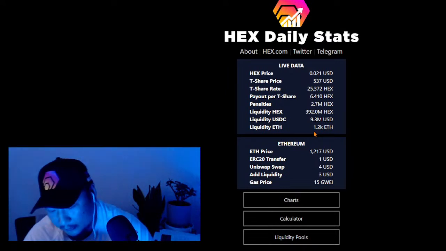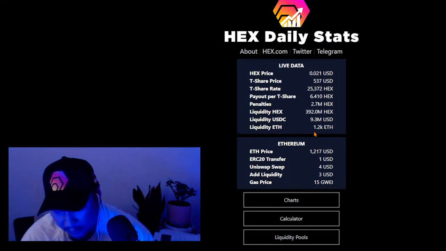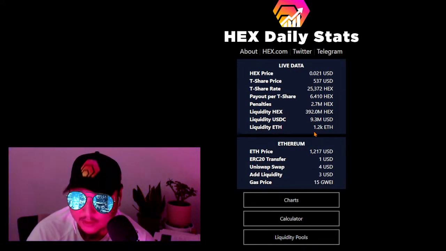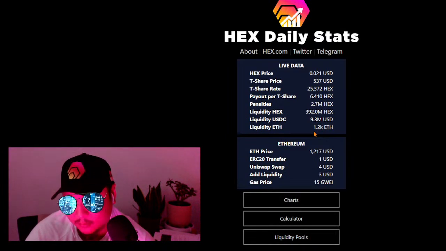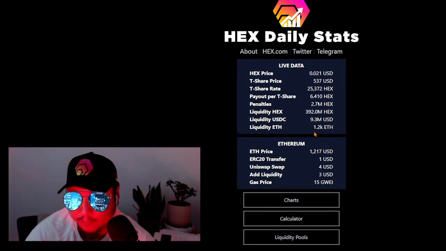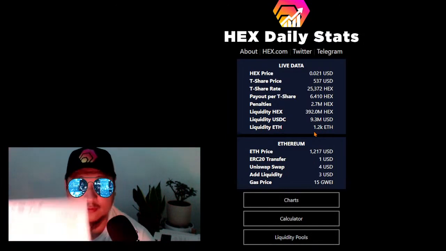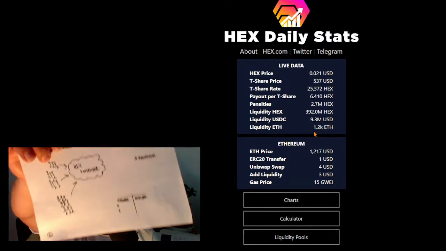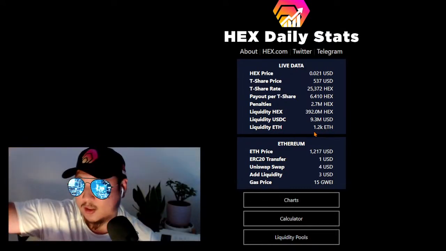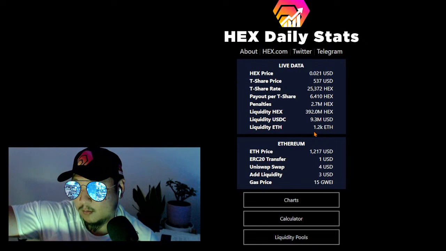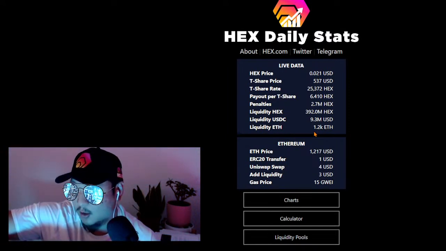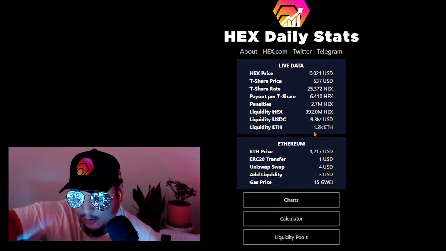Now, what else? The payout per T-share rate is relative to the stakers. The penalties, so all of that, this is the summary here with a double-sided account. If you're a staker, you care about the T-share rate, payout per T-share, and you care about the penalties. If you're a holder with no stakes, everything I just said was irrelevant.